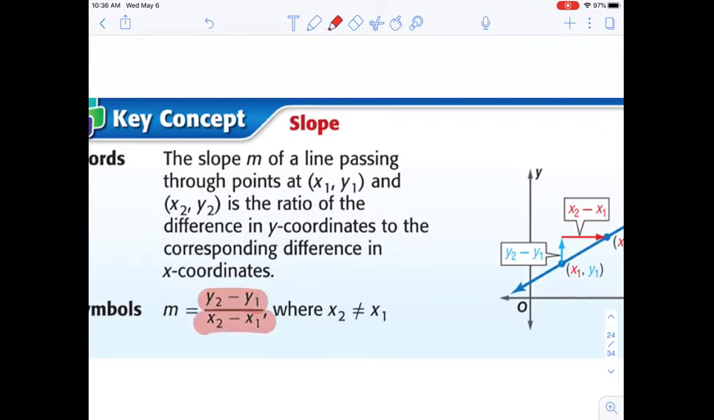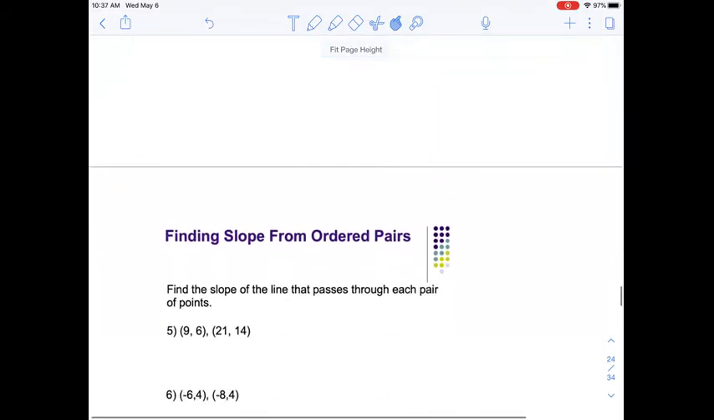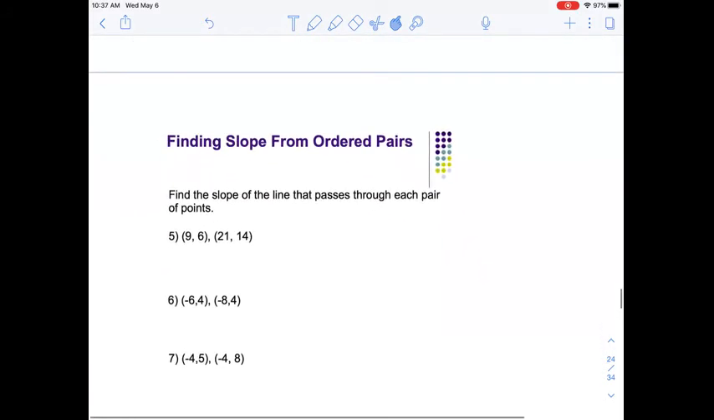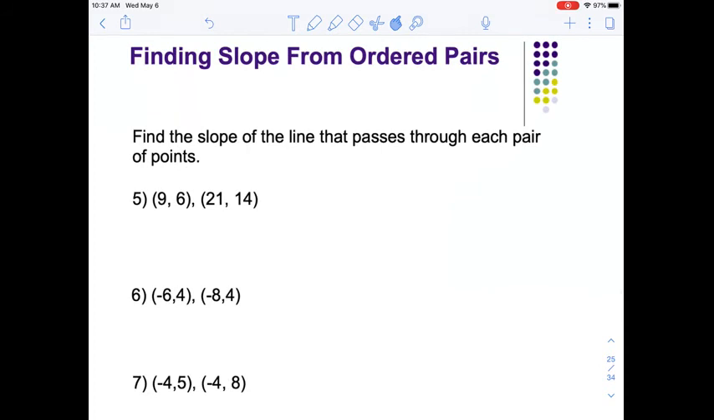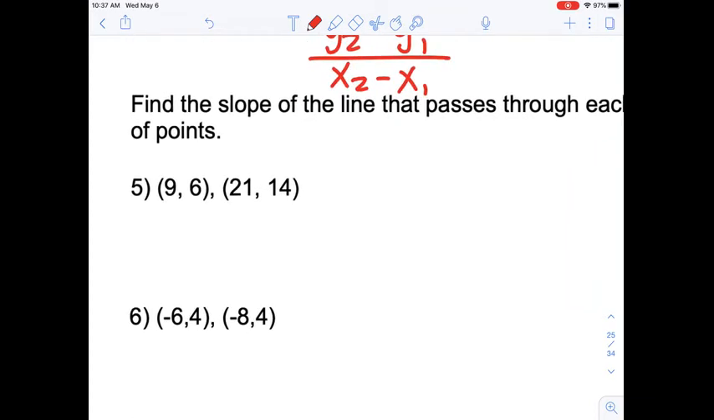Okay, and then another way to find slope is to use this formula, y2 minus y1 over x2 minus x1. And we're using this formula when we're given 2 points and not a graph. So we're going to go through some examples and I'll show you how this works. So number 5, it's asking us to find the slope, but we're not given a graph, so we can't use rise over run. We're not given a table, so we're not finding rate of change. We're going to use this formula y2 minus y1 over x2 minus x1.